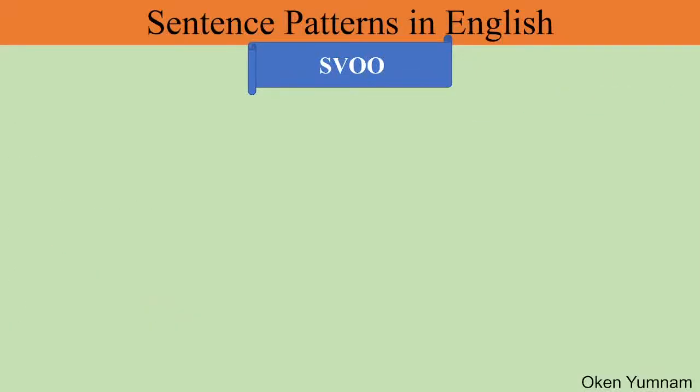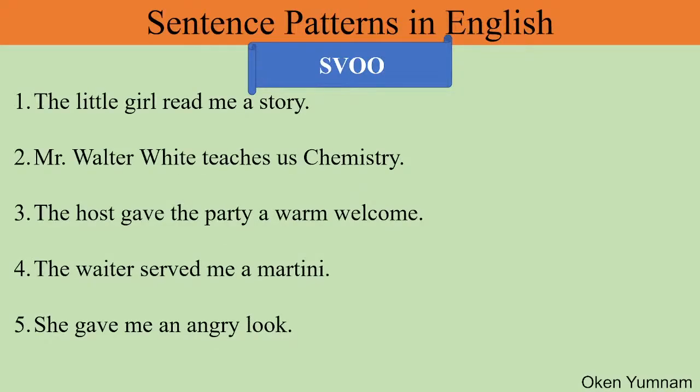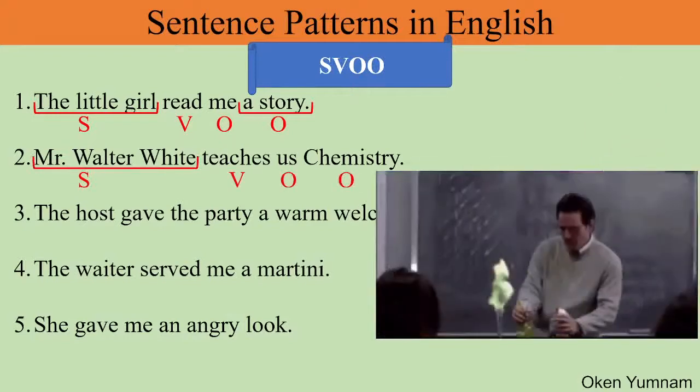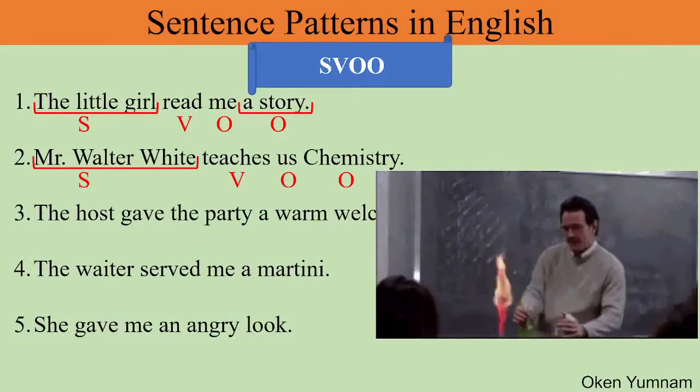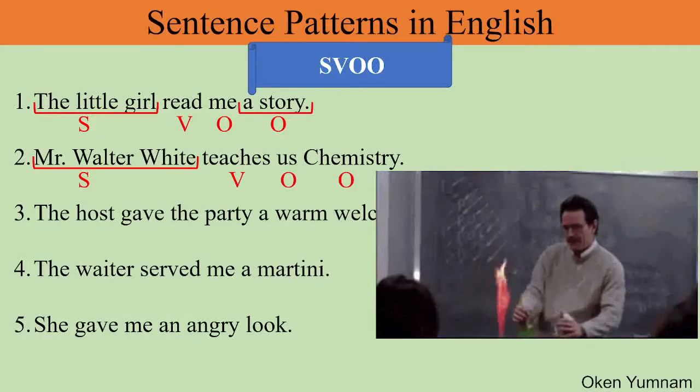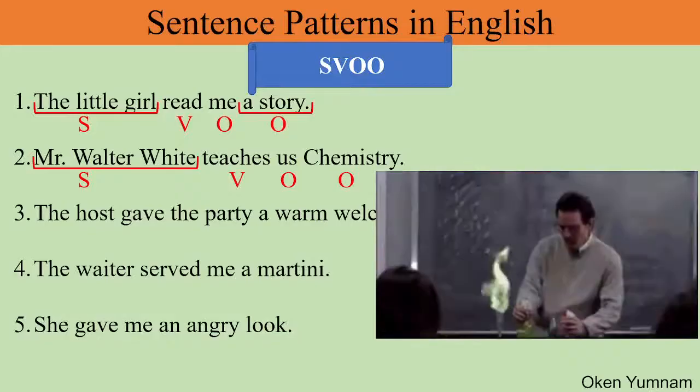Next, look at SVOO. Here two objects would be there. Let's look at these 5 sentences. So number 1. The little girl read me a story. The little girl is the subject, read is the verb, me, object, a story, another object. Mr. Walter White teaches us chemistry. Mr. Walter White is the subject, teaches, verb, us, object, chemistry, another object.